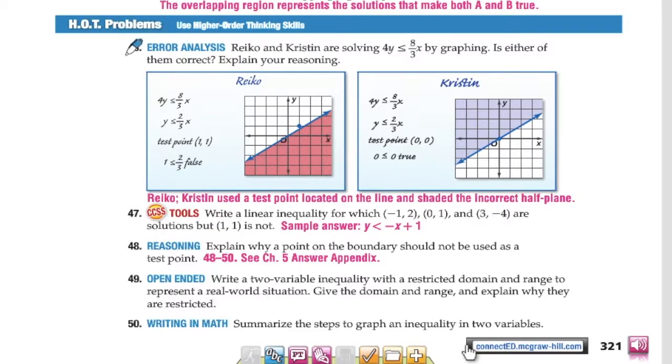Finally, let's take a look at some of the higher order thinking skills problems. On page 321, we have an error analysis. Rico and Kristen are solving for y is less than or equal to 8/3 x by graphing. Is either of them correct?